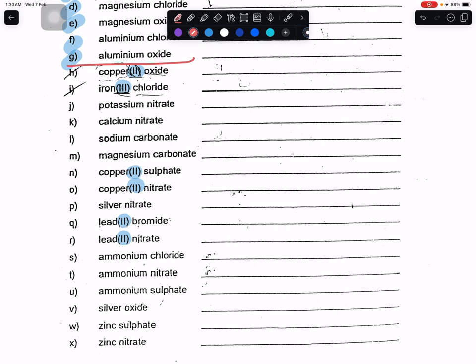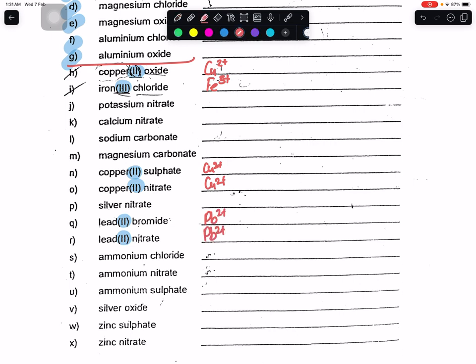So for example, copper is Cu. Because of the number 2, you'll see a 2 plus. Iron, the symbol is Fe. But because it's iron 3, its charge will be 3 plus. The same for copper, 2 plus, and lead will also be 2 plus.